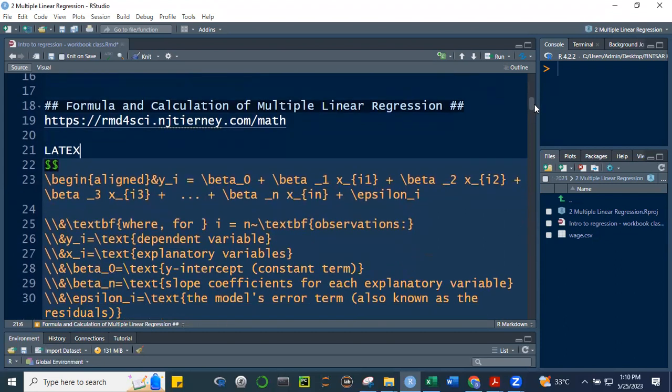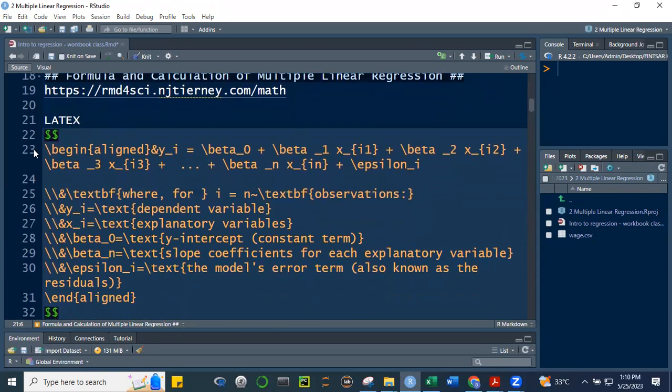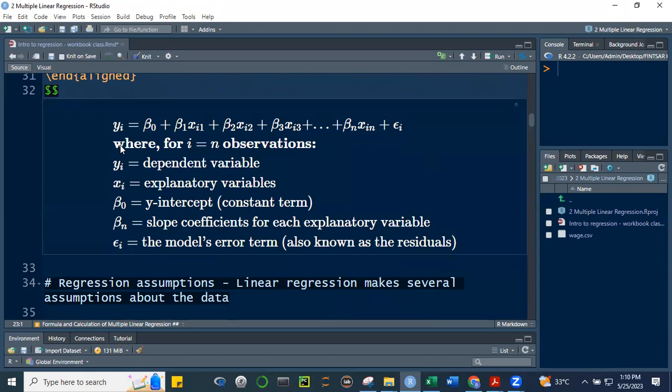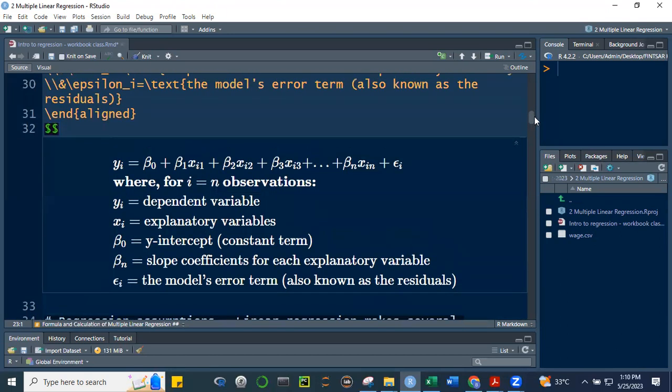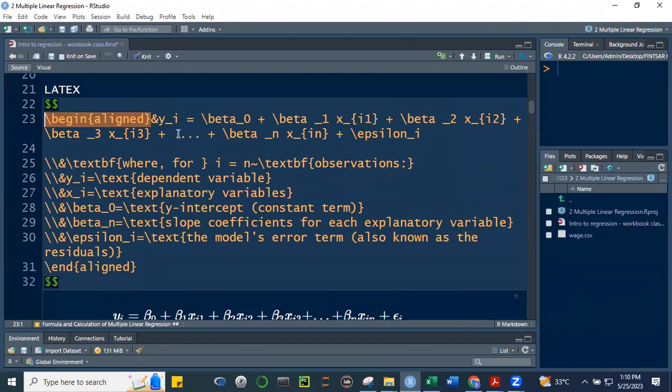All right, so take a look at this, class. /begin. Okay, /begin, then align. And then it ends with /end align. It starts with begin aligned and then ends with end aligned. If you take a look at this, our text is really aligned, so you cannot make a mistake with that. And then in the first line, it says y underscore i.